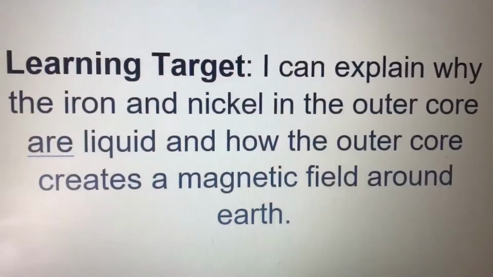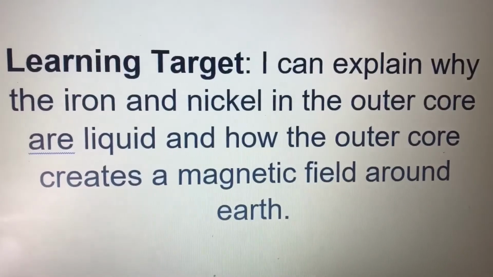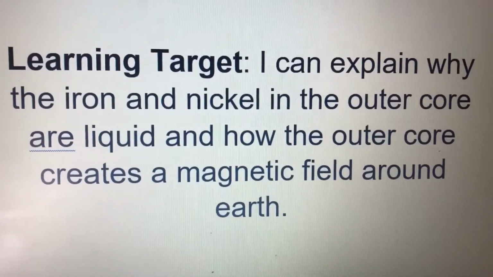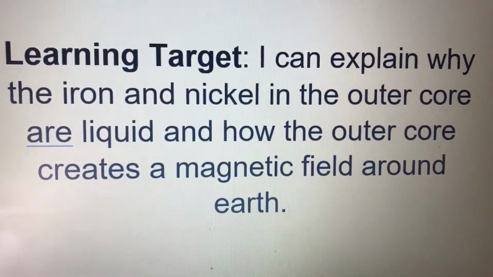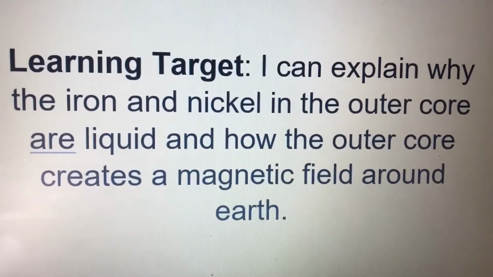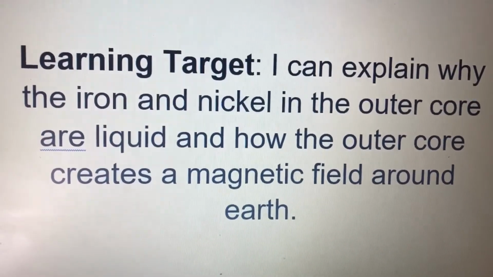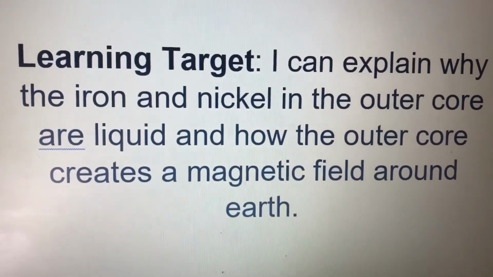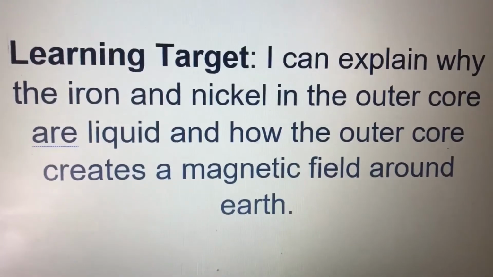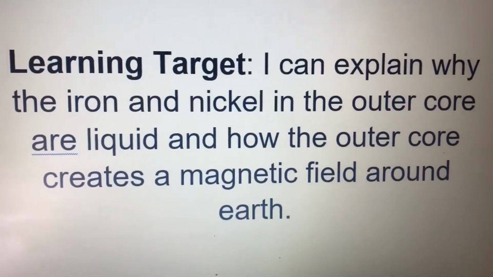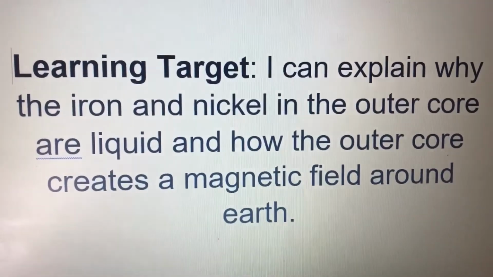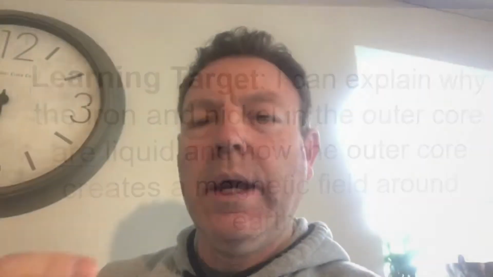So let's take a look at the learning target. Our learning target today is I can explain why the iron and nickel in the outer core are liquid and how the outer core creates a magnetic field around the Earth. So we're gonna concentrate on that liquid iron and nickel and the magnetic field, which are both related to the outer core, which is which layer? That's right, number 3. The third layer going from the surface in.